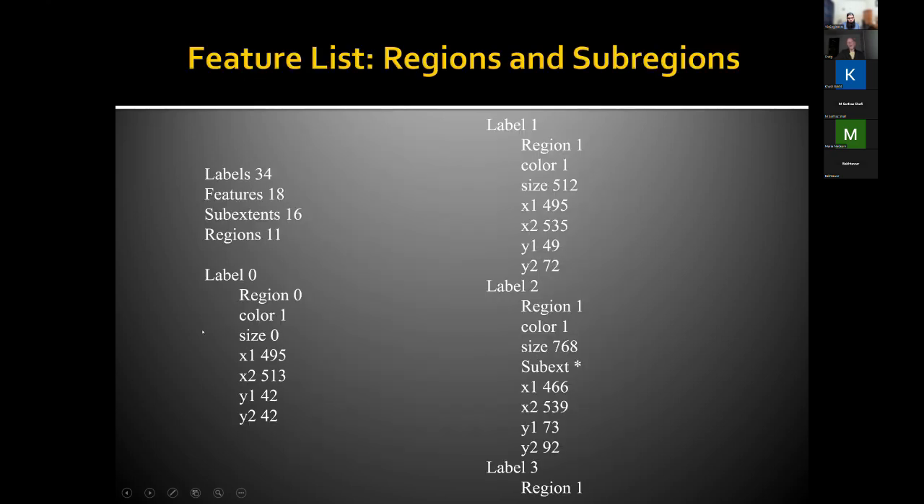And this is an example. It's a pretty simple output with regions and subextents. And if you see over here on the left, it looks like I made a mistake with the math because this one was 1 pixel wide. So I called it size 0, which isn't right.